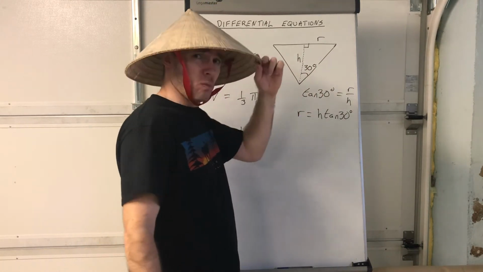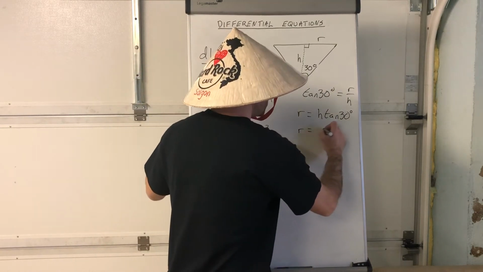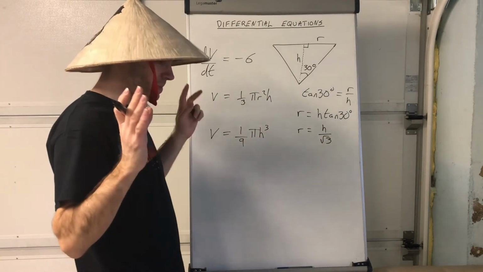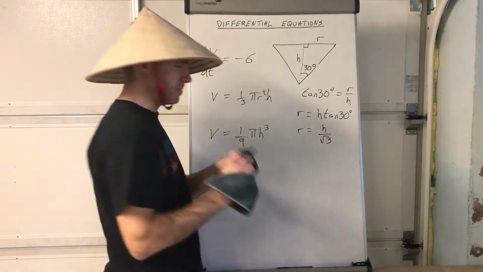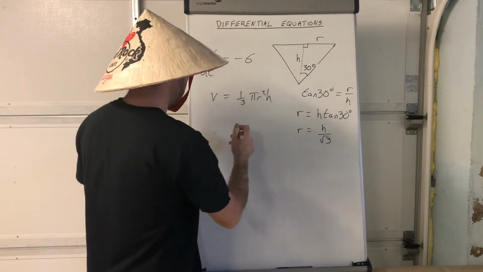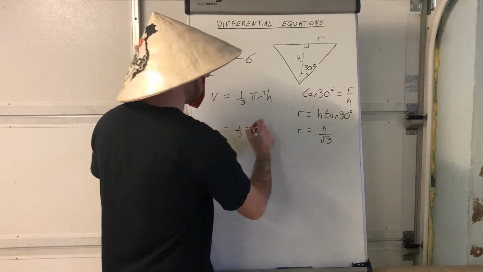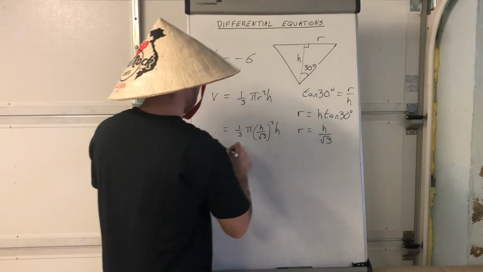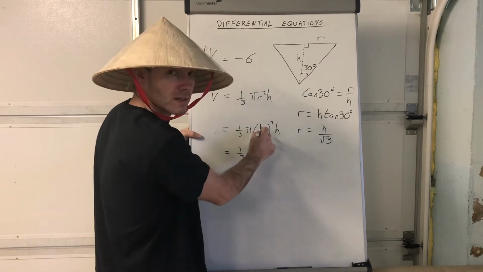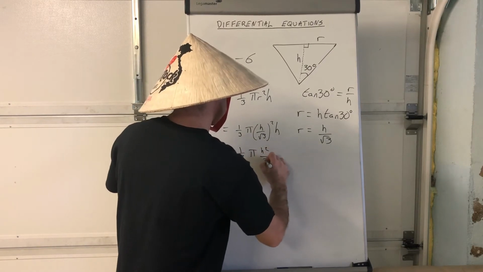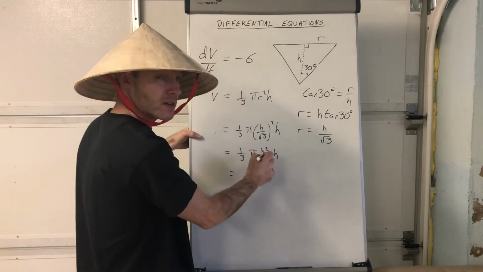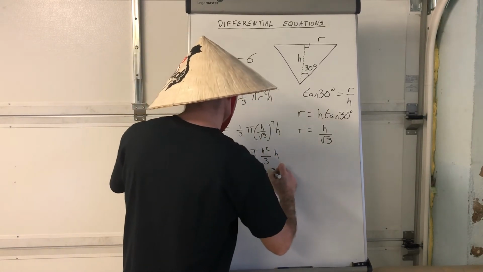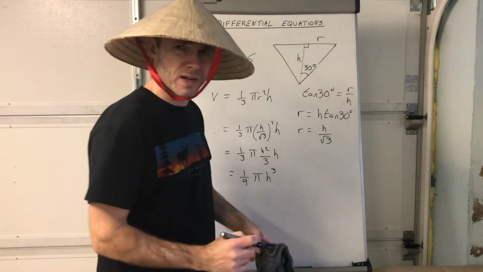But anyway, 1 over root 3. So you get R equals H over root 3. So what that means is, I need a bit more space. Here we go. So you've got 1/3 pi and then that squared. So H over root 3 squared, times H, which of course is 1/3 pi. That would be H squared over 3, another H, and then 1/3 times a third is a ninth. 1 over 9, then pi, H squared times H is H cubed. So 1/9 pi H cubed. Phew, that's that part of the question done.